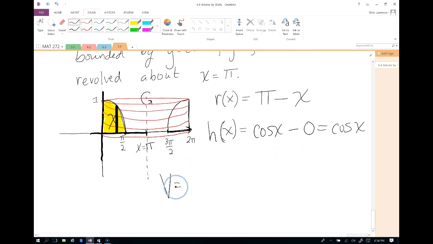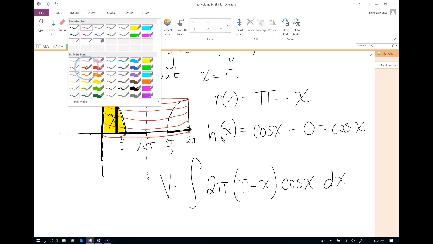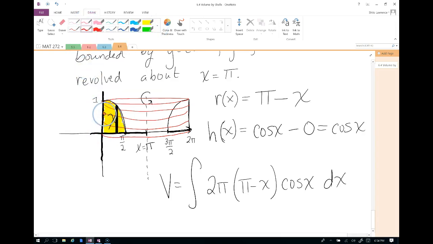So our volume, we've got 2 pi times our radius function times our height function that we want to integrate with respect to x. And then we need our limits of integration. So look back at your original region and see how far left and how far right it goes. So it looks like on the left it's 0, on the right it's pi over 2. So we're going to be integrating from 0 to pi over 2.